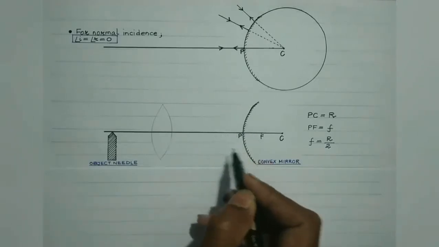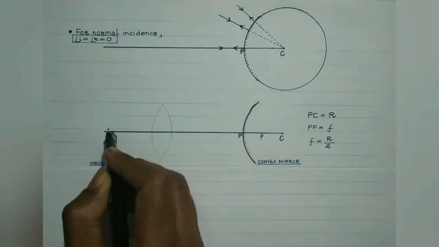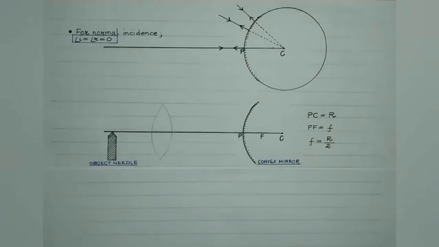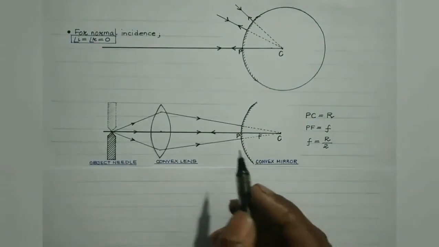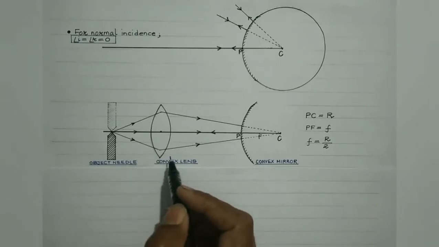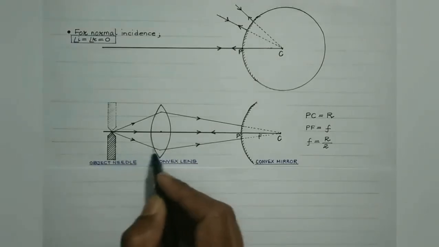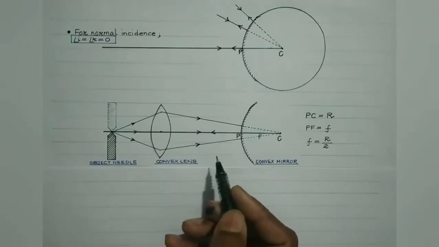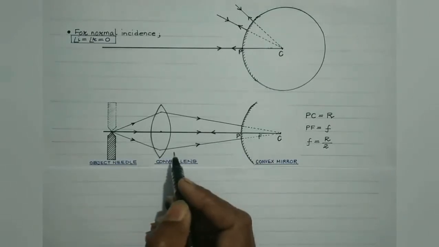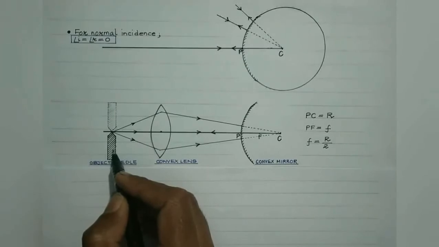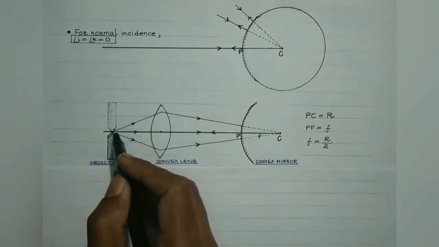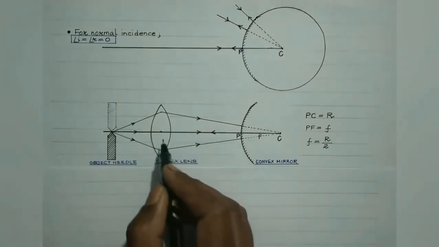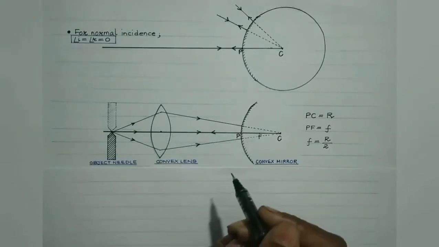So then the rays will fall normally on the convex mirror. That we will discuss with the help of a ray diagram. As I have stated, the relative positions of the object needle, convex lens and the convex mirror are so adjusted that there is no parallax between the object needle and its inverted image when seen through both the lens as well as the convex mirror.